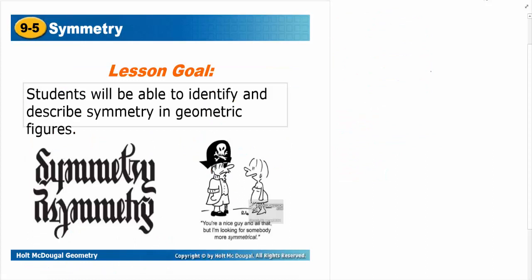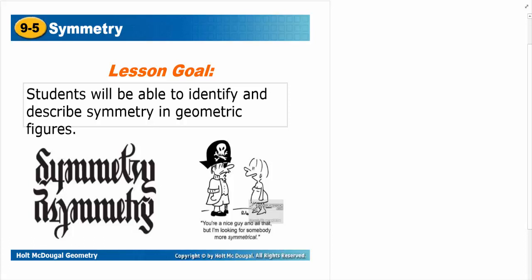Alright, so with that, we're going to move into 9.5. 9.5 is our last unit in Chapter 9. And this is going to be on symmetry. So the lesson goal for today, students will be able to identify and describe symmetry in geometric figures. And we're actually going to do some 2D figures and some 3D ones.